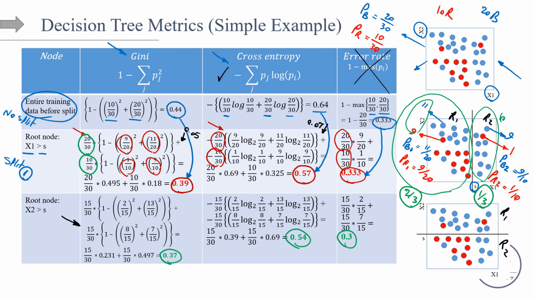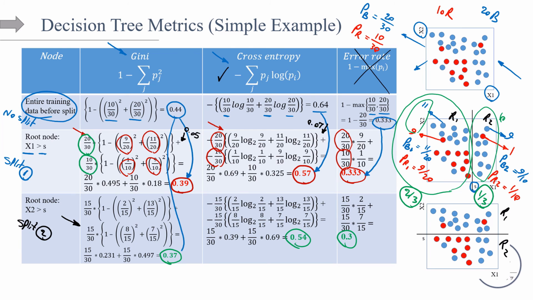Okay. Now let's say we have split number 1 and split number 2. Split number 1 starts with x1 and puts the cutoff point at s. Split number 2 starts with x2 and puts the cutoff point at s, right? Then you want to see which one is giving you the most information gain, which one is reducing the impurity measure most, right? So we have to calculate two other numbers.